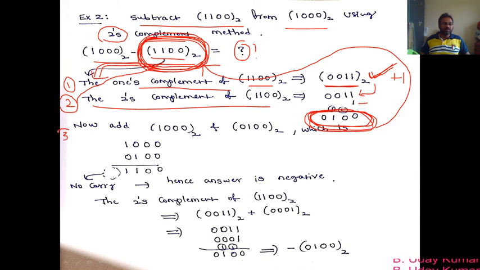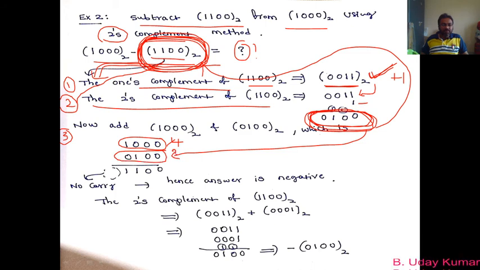This is our third step. Now you have to add 1000 and the 2's complement. So if you add, what do you get? 0 plus 0 is 0, 0 plus 0 is 0, 0 plus 1 is 1, and 1 plus 0 is 1. So that means you just observe these two numbers. One binary number has 4 digits, and the other has 3 digits. Out of this 4 and 3, which one is maximum? 4 is maximum. And the answer is also a binary number which has 4 digits.